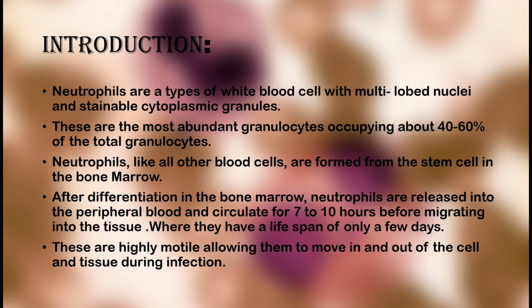After differentiation in the bone marrow, neutrophils are released into the peripheral blood and circulate for about 7 to 10 hours before migrating into the tissue, where they have a lifespan of only a few days. They are highly motile, allowing them to move in and out of the cell and tissue during infection.